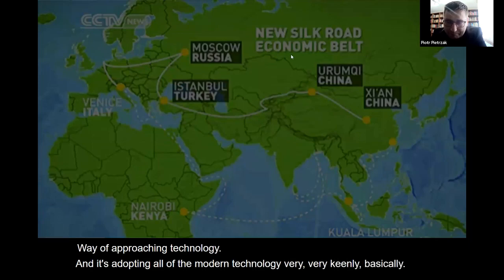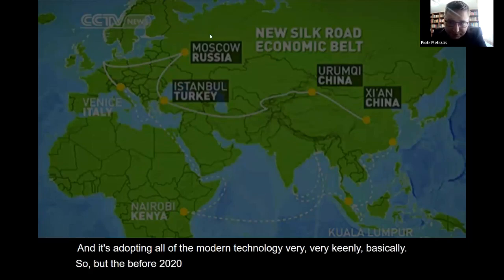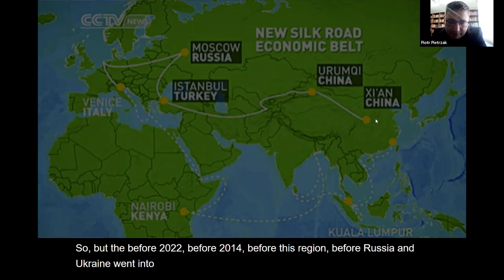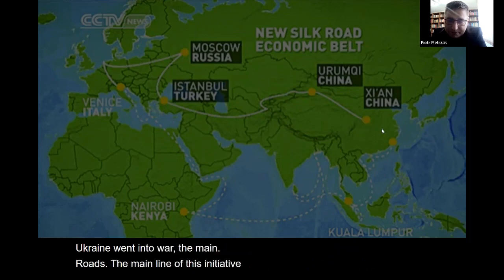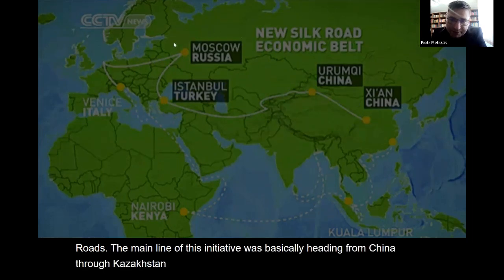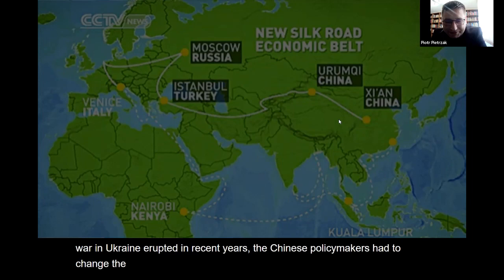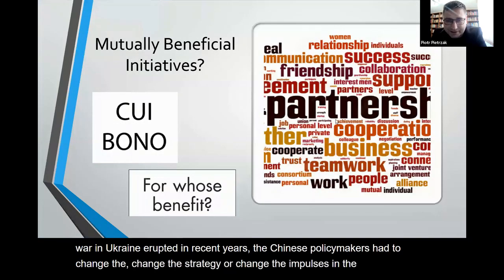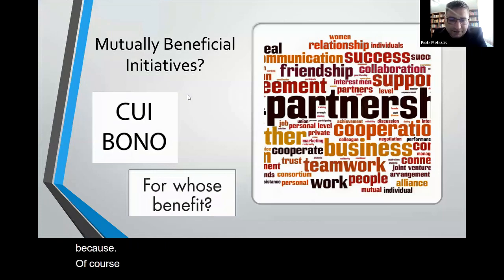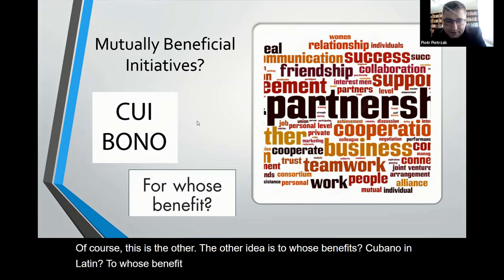But before 2022, before Russia and Ukraine went to war, the main line of this initiative was basically heading from China through Kazakhstan, Russia, Ukraine or Belarus to Western Europe. After the war in Ukraine erupted in recent years, the Chinese policymakers had to change the emphasis in the strategy, because of course the other idea is cui bono, in Latin, to whose benefit this is being projected.